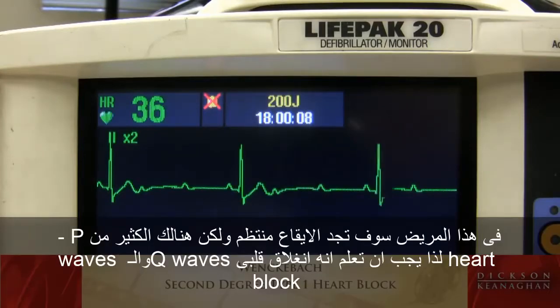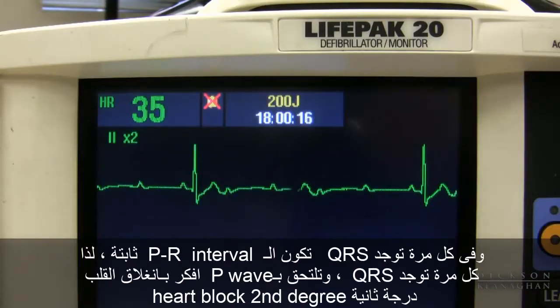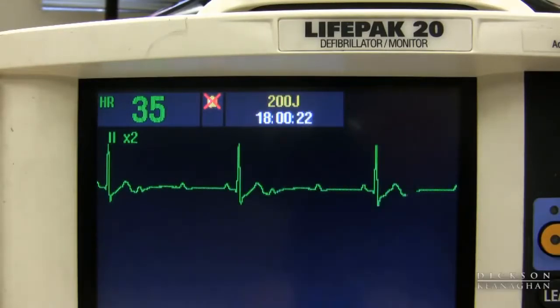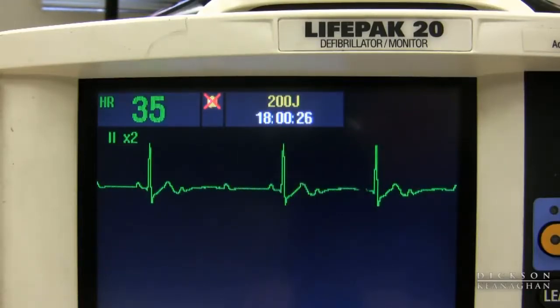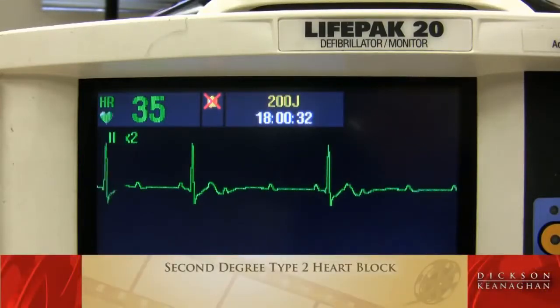In this patient, this rhythm appears regular, but I see more P's than Q's, so I know it's a heart block. And every time there's a QRS, the PR interval is constant. So every time there's a QRS, I say it's married to a P. And every time it's married to a P, I'm thinking of two people getting married. Second degree, type 2, is the married heart block.